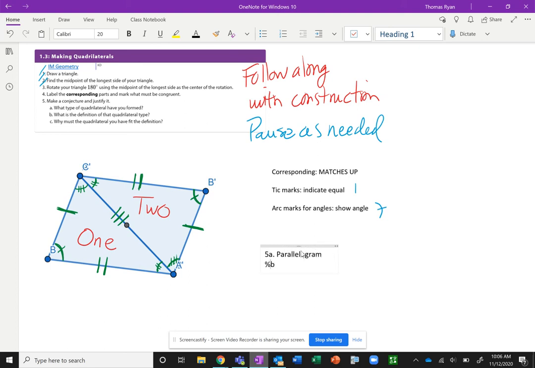And the definition of a parallelogram is that it has both sets of opposite sides are parallel and equal. And sure enough, look, we put the single tick mark, that's equal. We put the double tick mark, those are equal. And they're also parallel. And it says, why must the quadrilateral you have fit the definition? Honestly, we don't really need to write anything about that. But it's because all we did was make a rotation of a triangle on top of each other, and we just basically stacked 2 on top.